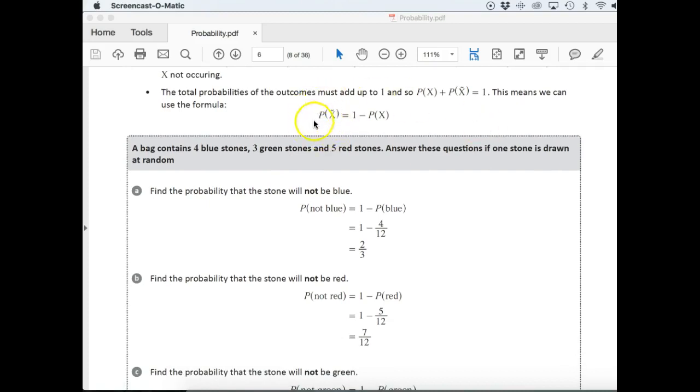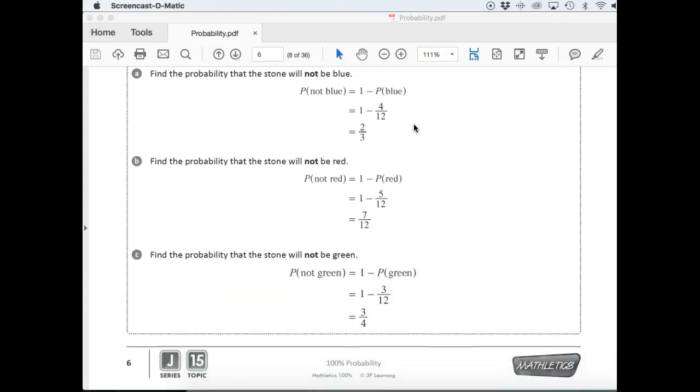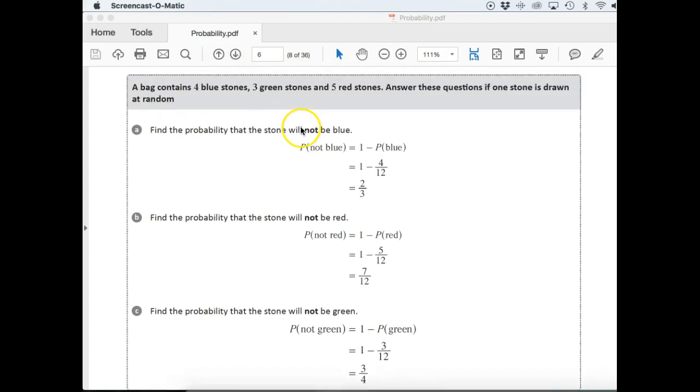So what they're saying is that to work out the probability of something not happening, you just do 1 minus the probability of it happening. So what's the probability of not rolling a 6? You work out the probability of rolling a 6, which is 1 out of 6 on a dice. The probability of not rolling it is going to be 1 minus 1 over 6, which is 5 out of 6.